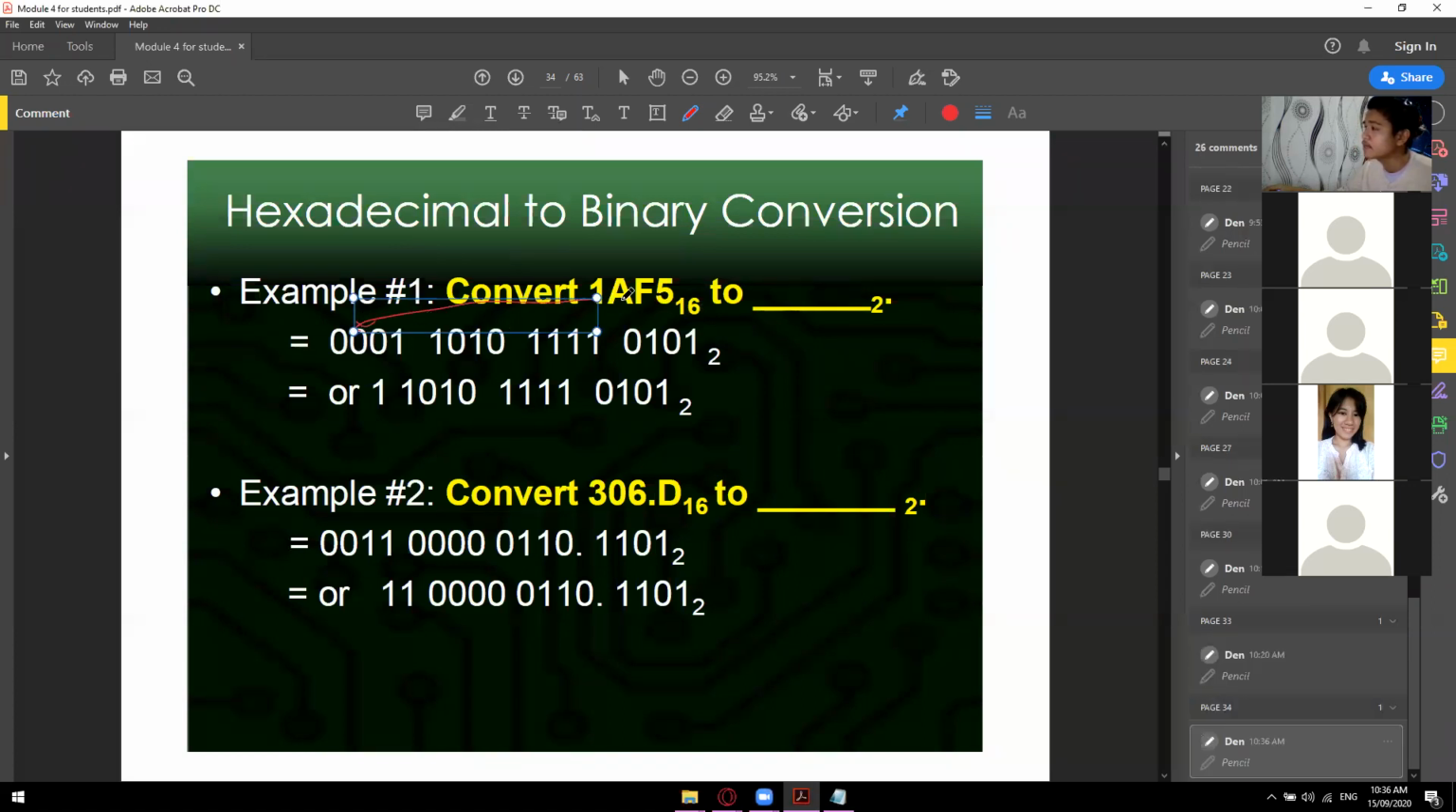Okay. And the letter A is 10. So ang kailangan natin is 8 and then 2. So 1, 0, 1, 0. Okay. And for letter F, so activate nyo lang lahat. 8 plus 4 plus 2 plus 1. And then for 5, so you need 4 and 1.